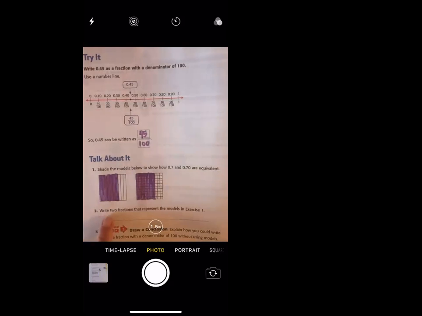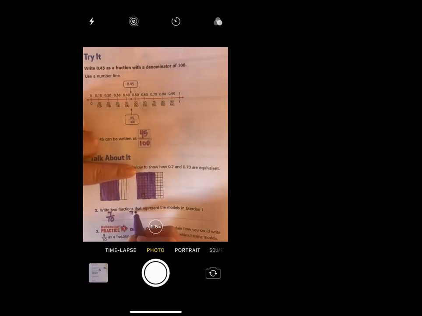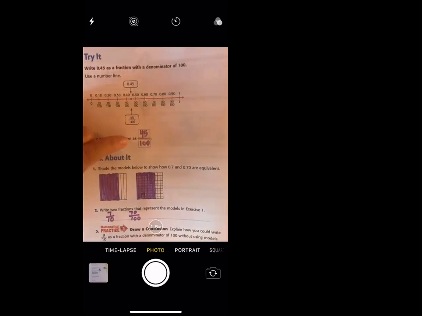Now it says write 2 fractions that represent the models in exercise 1. So in this fraction, I have 7 parts shaded out of 10 parts. In this one, I have 70 parts shaded out of 100 parts. So the fraction is 70 hundredths. Okay, so 7/10 represents this model, 70 hundredths represents that model, and they are also equivalent because they represent the same amount.